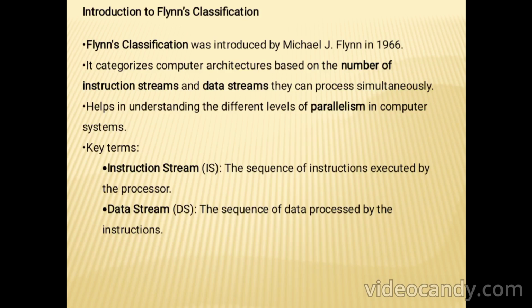Here we have the introduction to Flynn's classification. Flynn's classification was introduced by Michael J. Flynn in 1966. It categorizes computer architectures based on the number of instruction streams and data streams they can process simultaneously, which helps in understanding the different levels of parallelism in computer systems.